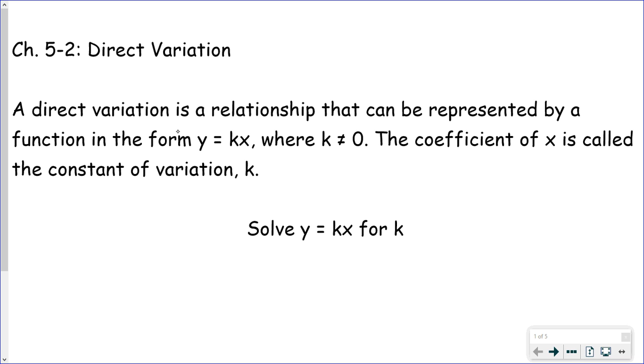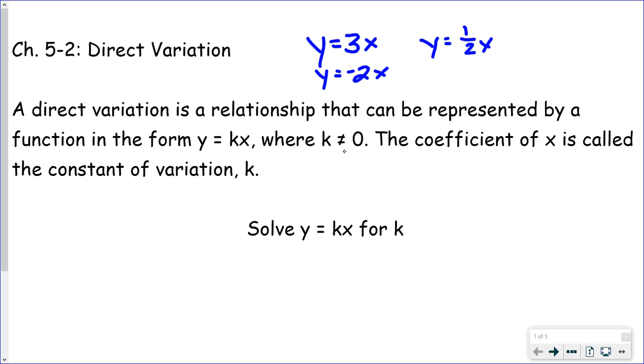An equation that's in the form of a direct variation is simply y equals some number times x. Just as a quick example, here's an example of a direct variation. y equals 3x. y equals negative 2x. y equals 1/2 x. So a direct variation is just y equals some number times x.